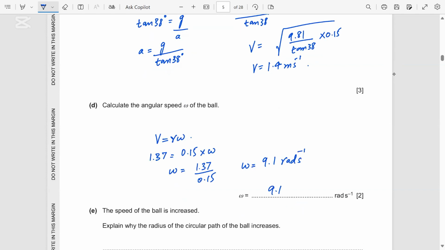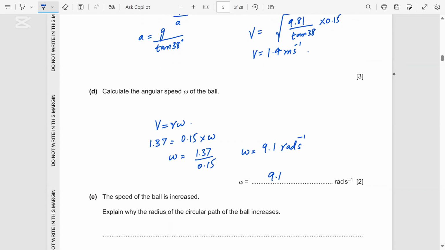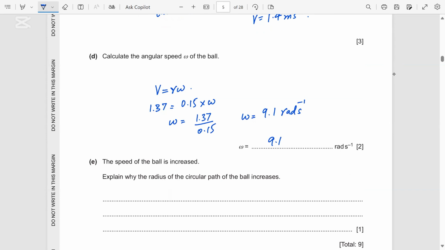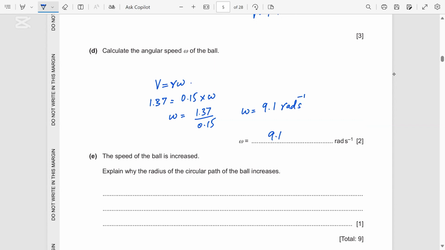The speed of the ball is increased. Explain why the radius of the circular path of the ball increases. For this, you should know that since it's the same resultant force, right? And we have got the same acceleration as well for that. So if speed increases by this formula, a is equal to v squared over r, the radius of the circular path also increases, right? So if this increases, this also increases, and the acceleration is constant, right?